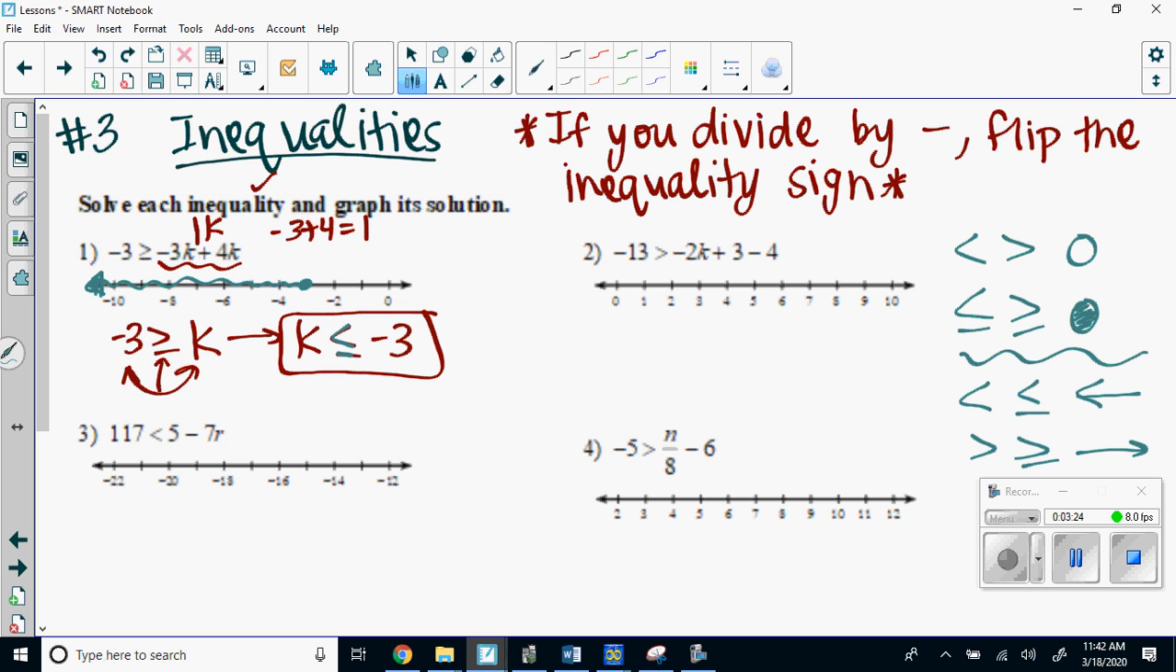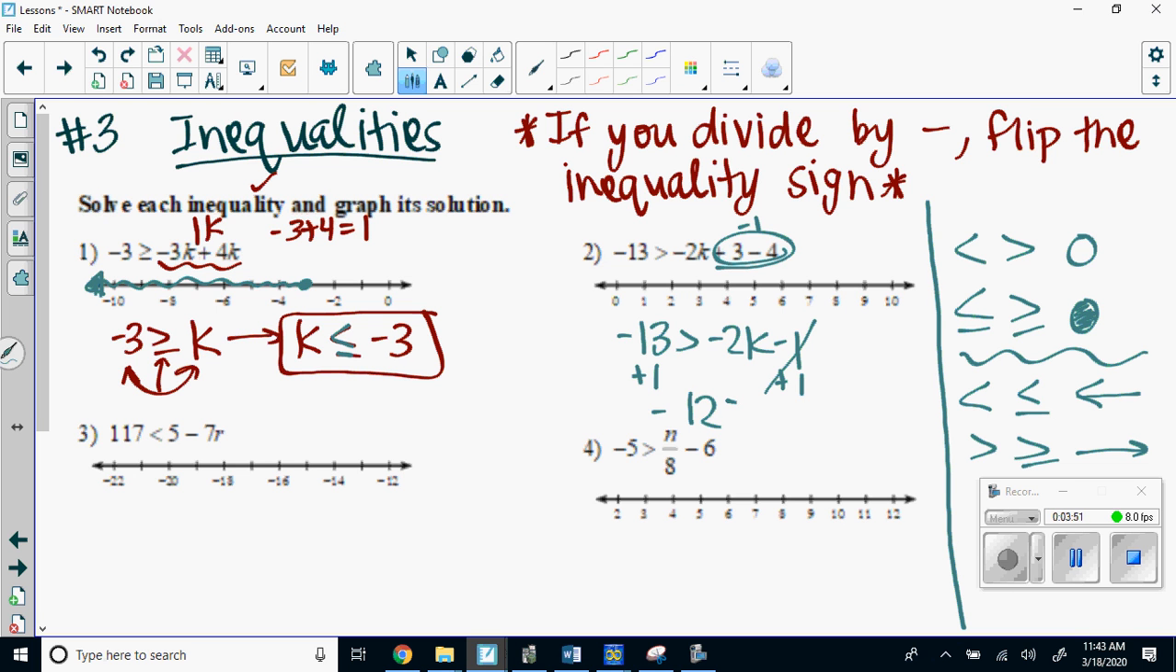Okay, number 2, same steps. We need to combine our like terms. So on this one, we've got these two as like terms. 3 minus 4 is negative 1. Negative 13 is greater than negative 2k minus 1. We're trying to get k by itself, so I want to add 1 over. Negative 12 is greater than negative 2k. Divide by negative 2, so we get 6 is less than k.